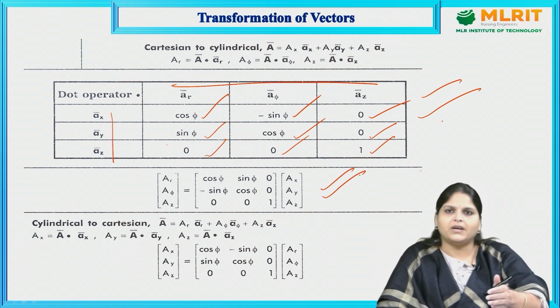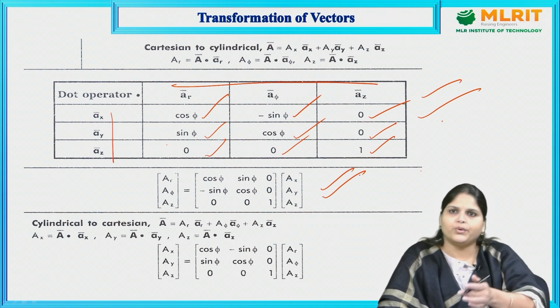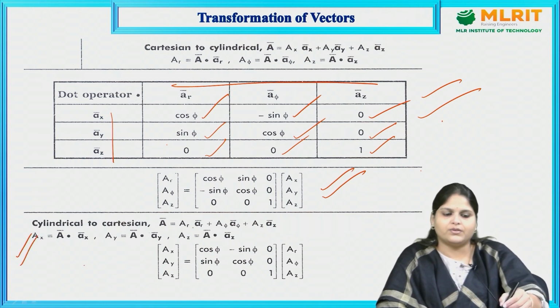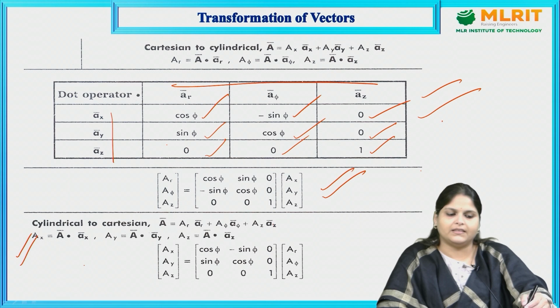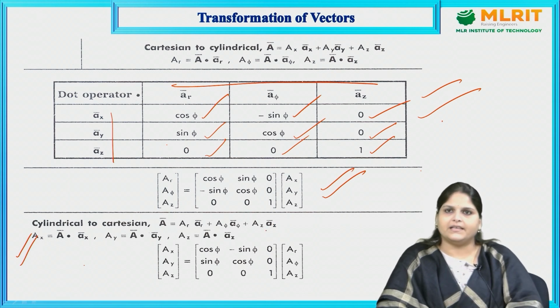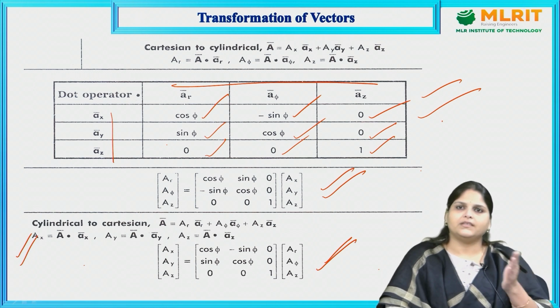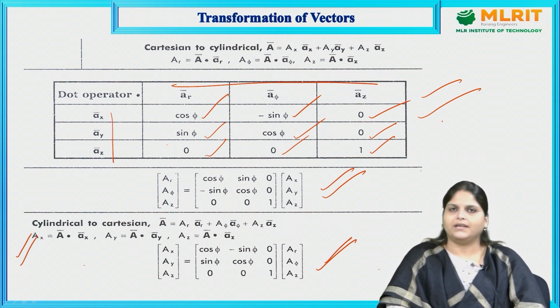So this was from Cartesian to cylindrical. Similarly, you can write it for cylindrical to Cartesian. So A equals Ar ar plus A phi a phi plus Az az, right? By using this, you can convert from Cartesian to cylindrical or cylindrical to Cartesian.